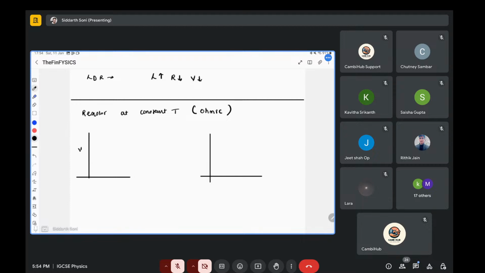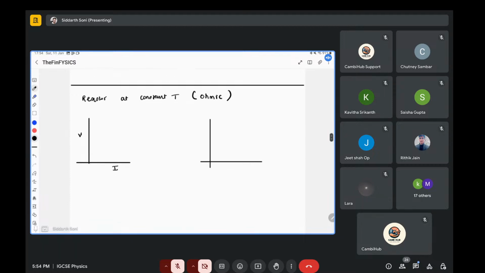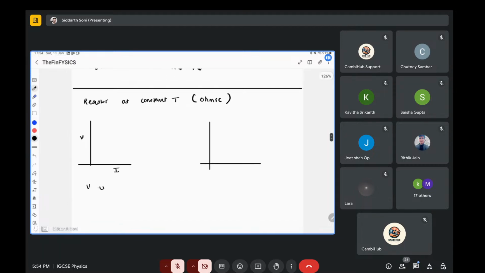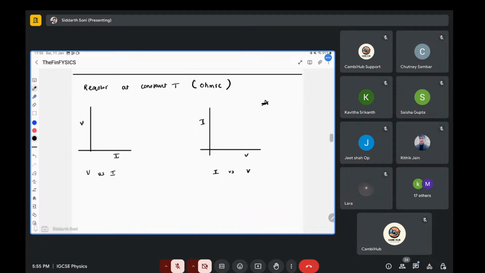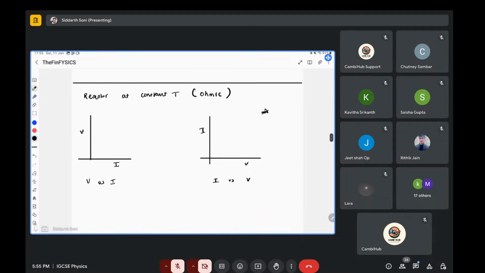One is the V versus I graph. This is V versus I, and the other is the I versus V graph. Your syllabus talks about this graph, but sometimes they give you the first graph as well. So if your V versus I graph is this, your I-V graph is going to be this. So if this is 30°, this is going to be 30°.